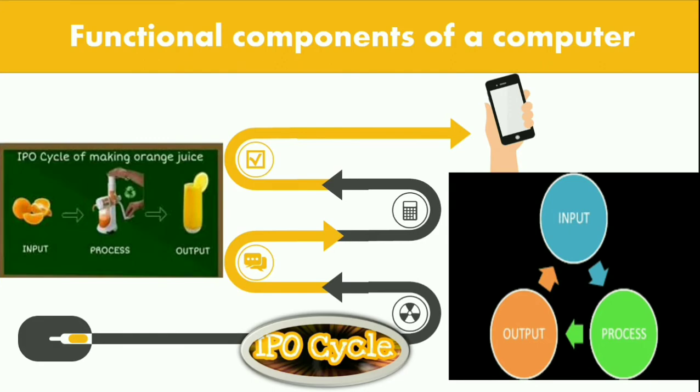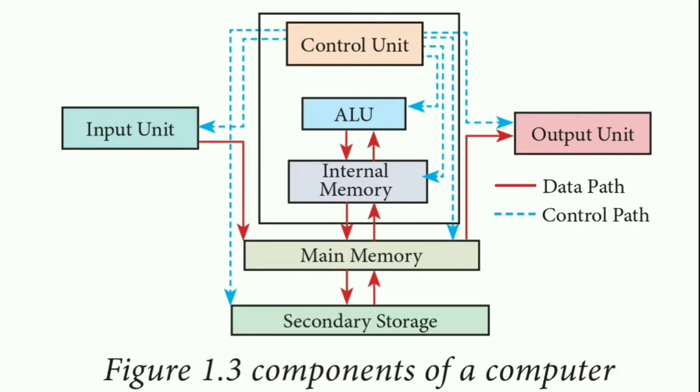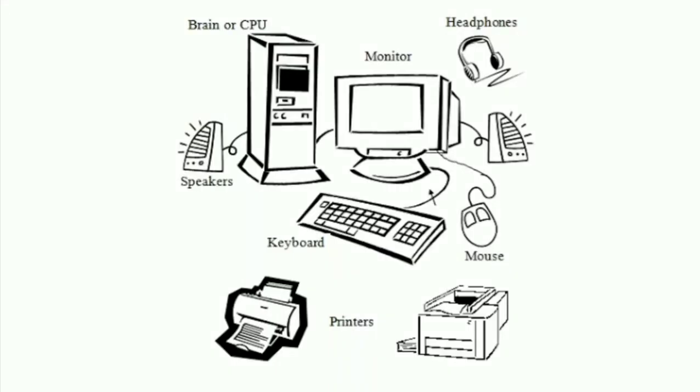So now let us check what are the components of a computer. Look at this picture. Here we have input unit, and we have control unit, ALU, internal memory, main memory, secondary storage, and finally output. So look at this picture. This is the real setup of a computer. We have input units, that is input devices. These input devices are connected to the CPU.